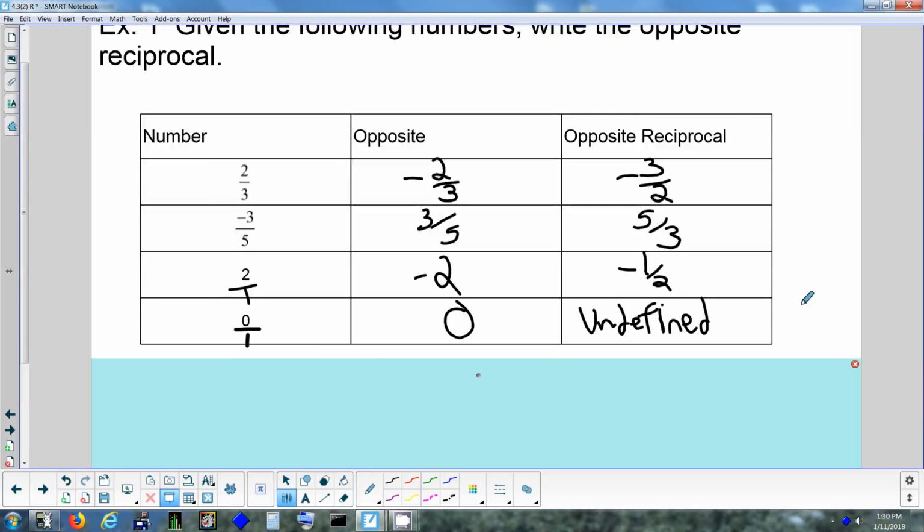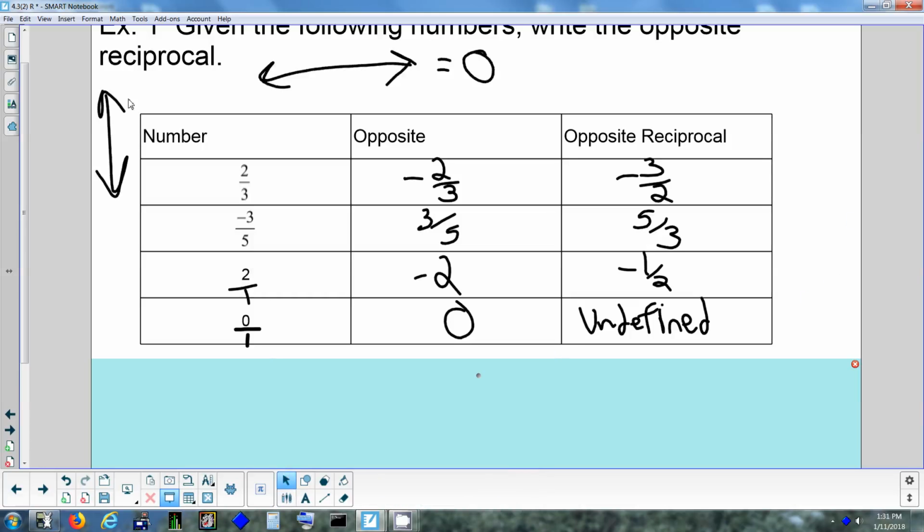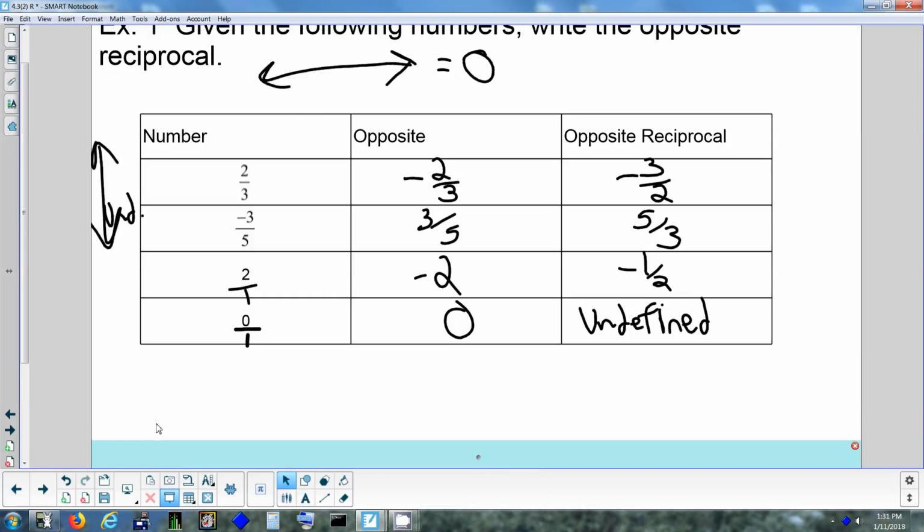Slope of 0. It's horizontal, right? Remember, if it's vertical, that's undefined, right? So horizontal is 0, and this one would be undefined. Those are perpendicular. See? And look at them. Good, so we have that.